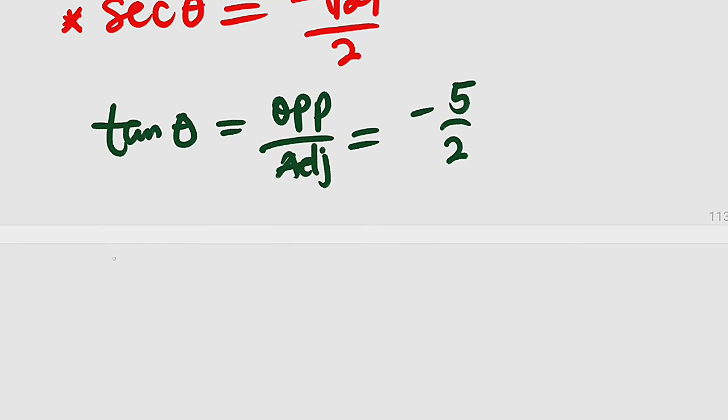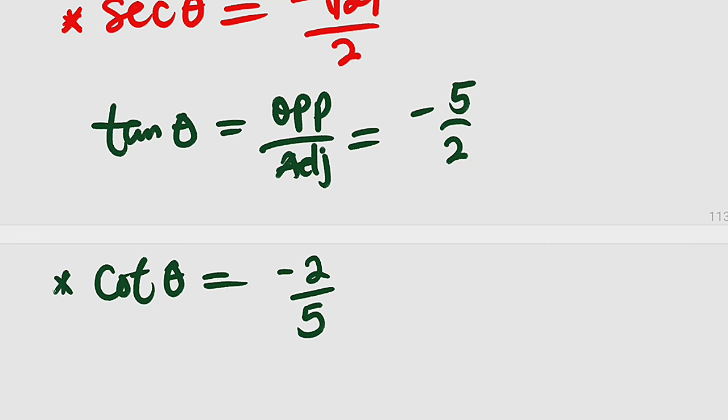Then its reciprocal, which is cotangent theta, all you have to do is to flip it upside down. It becomes -2 divided by 5. And hence, these are the 6 trigonometric ratios.